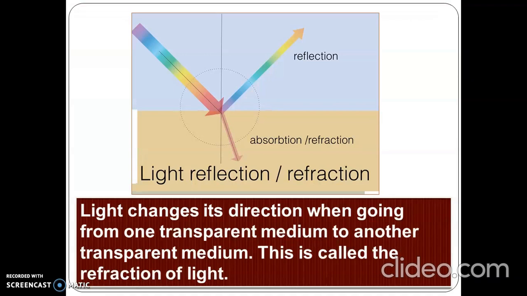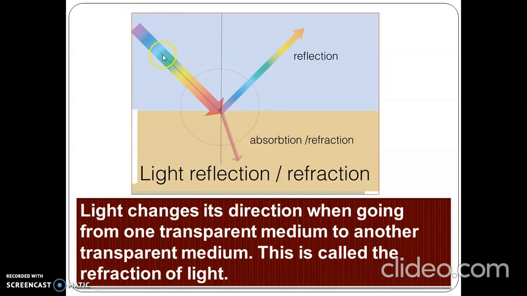So that gives us the idea of refraction. Light changes its direction when going from one transparent medium to another transparent medium. This is called the refraction of light. So coming to the definition again, the light changes its direction.